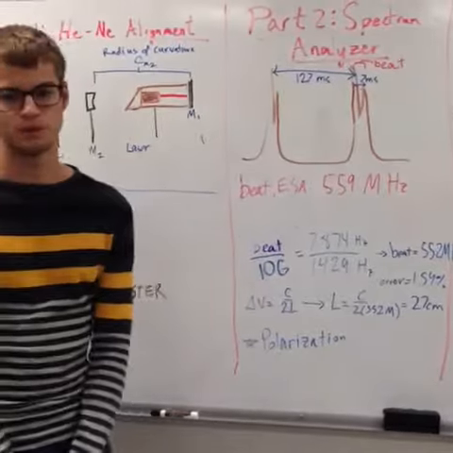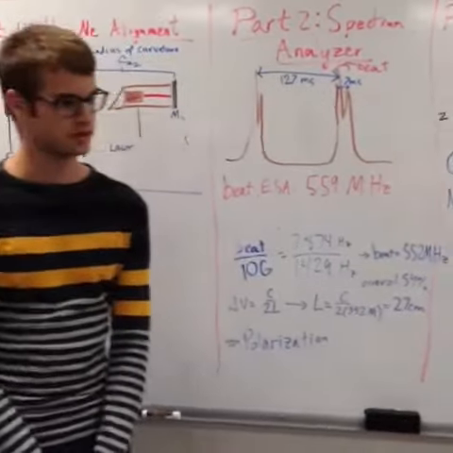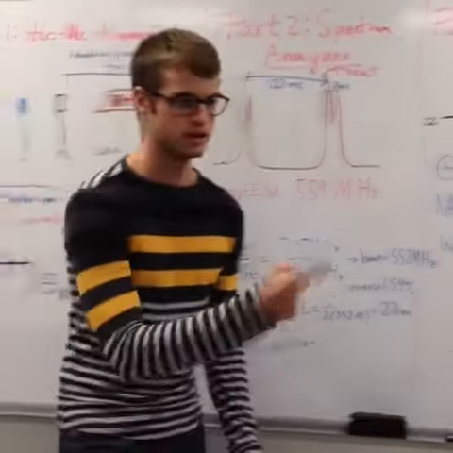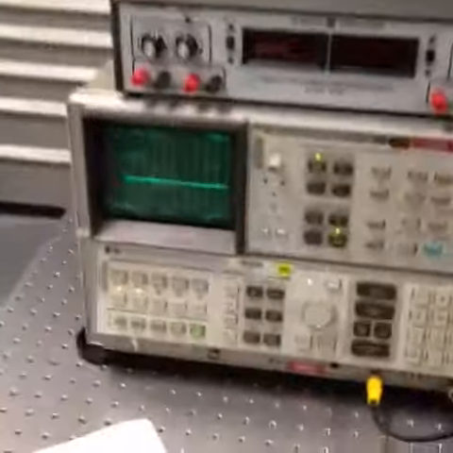In the next part of the lab, we looked at mode spacing between different modes of the laser, and we did that with two devices. The first is the electrical spectrum analyzer here, which gave us a beat frequency of about 559 megahertz.